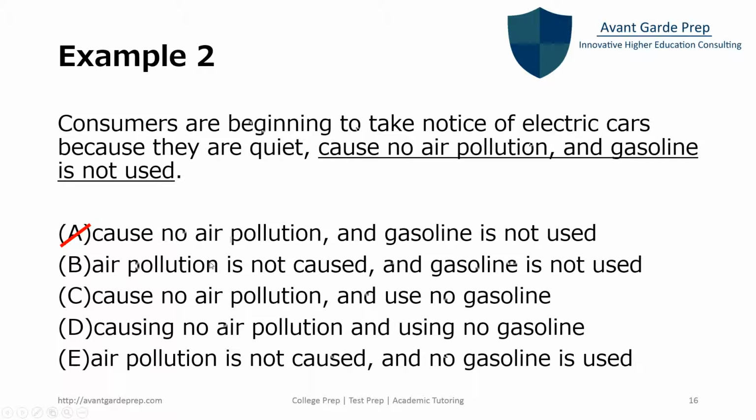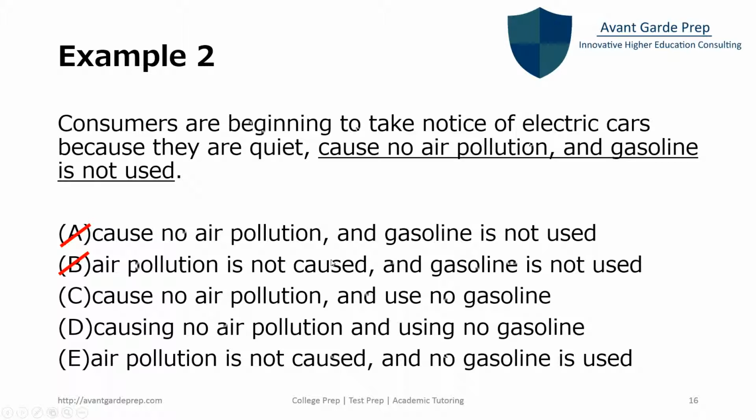Consumers are beginning to take notice of electric cars because they are quiet, air pollution is not caused, and gasoline is not used. Remember that we're looking for parallel structure and also active voice over passive voice. For both of those reasons, B is not correct. It's not parallel because we're adding new subjects, air pollution and gasoline, and both these items in the series, air pollution is not caused and gasoline is not used, are in passive voice.